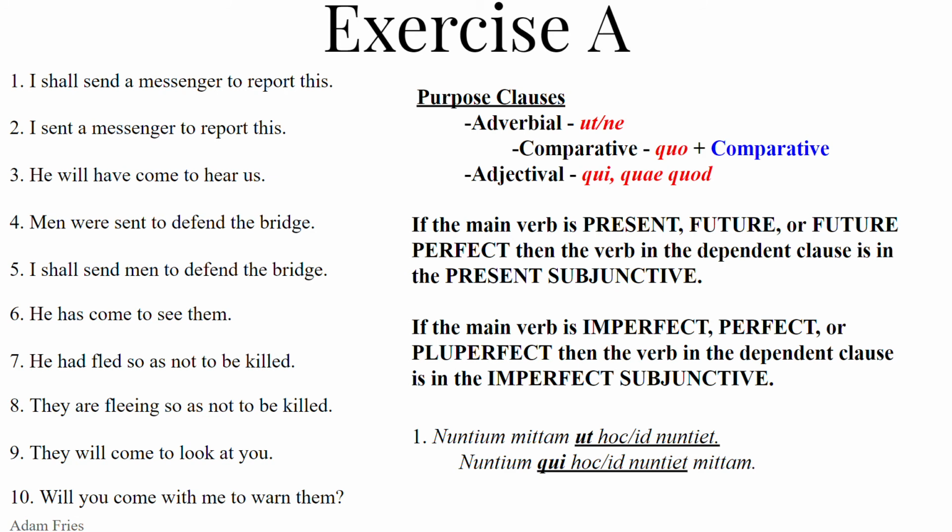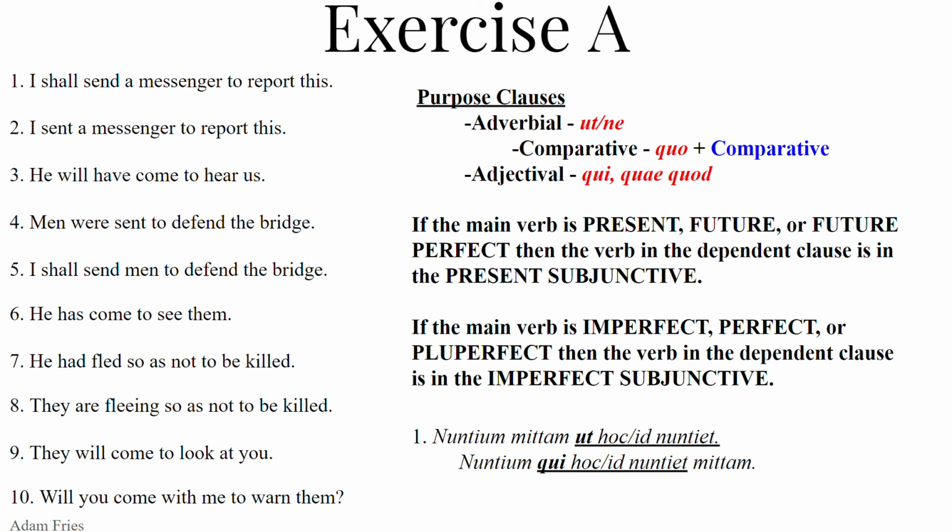All right, 8. They are fleeing so as not to be killed. They are fleeing, so they're doing it right now. Present tense, present time, primary sequence. So present subjunctive in the dependent clause. They are fleeing, fugiunt. It's a third io. Fugio, fugere.